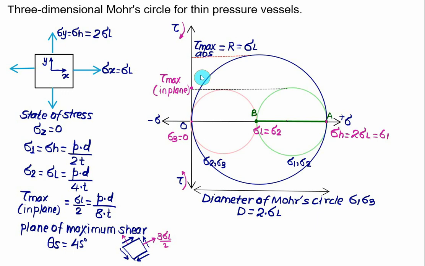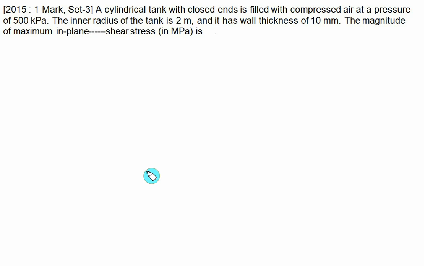That is the longitudinal stress. So as far as the absolute maximum shear is considered, it is equal to sigma L, which is equal to P multiplied by D divided by 4 times T, whereas the maximum in-plane shear will be PD divided by 8T. You have to remember tau max in-plane and tau max absolute, because this is an objective question. In all competitive exams you will always get a question based on the maximum in-plane shear and the absolute maximum shear. This question we are taking from the 2015 GATE exam.